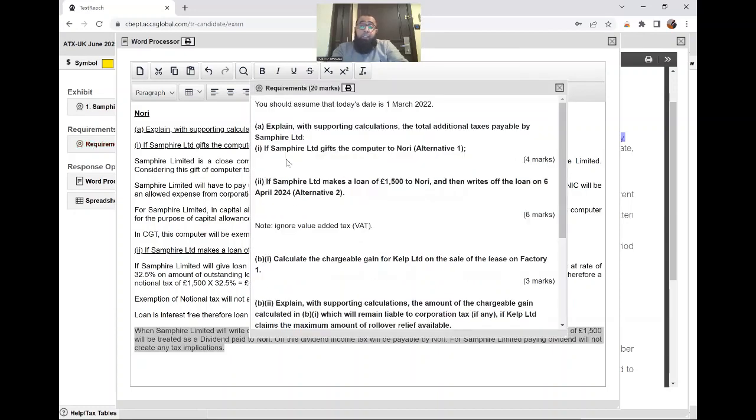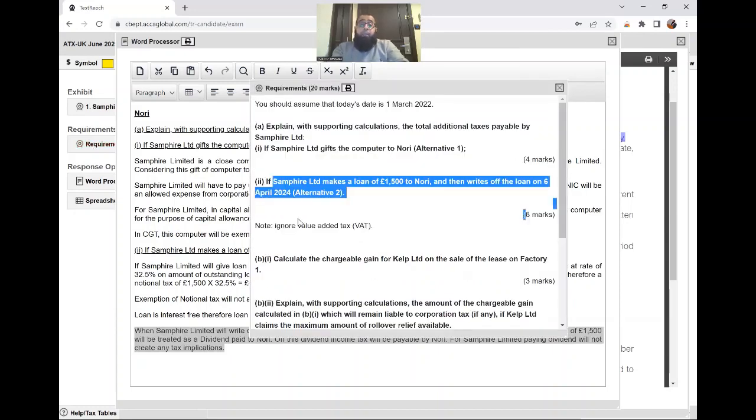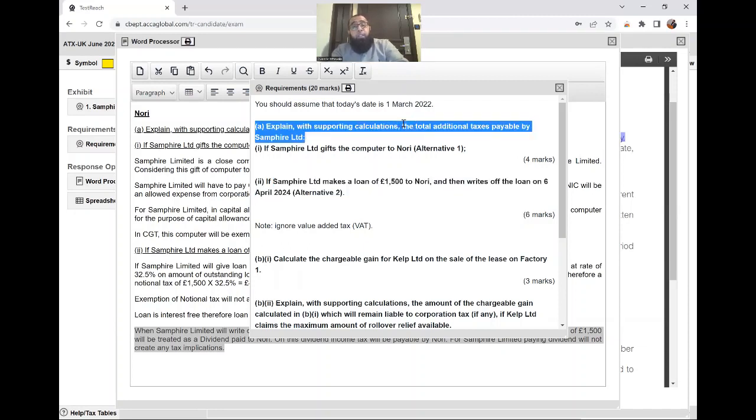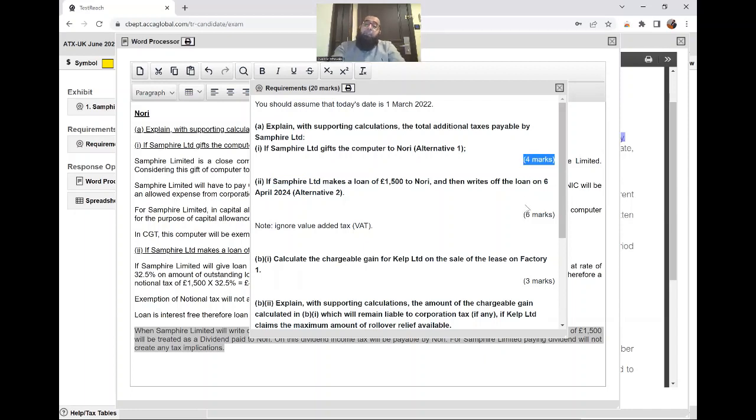Read the requirement if anything is left. If Sapphire Limited makes a loan of 1,500 to Nuri and then writes it off, we have to explain, with supporting calculation, the total additional tax payable by Sapphire. Believe me, it's so simple. And if you see, we have done 10 marks out of 20. Is it clear? Done?